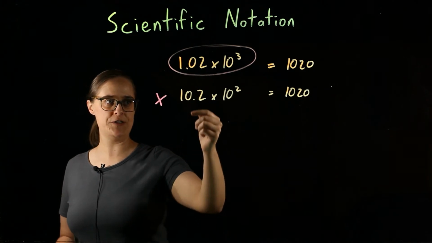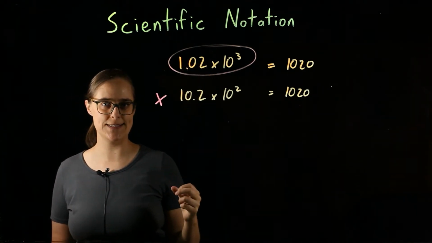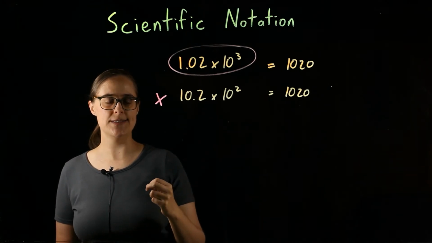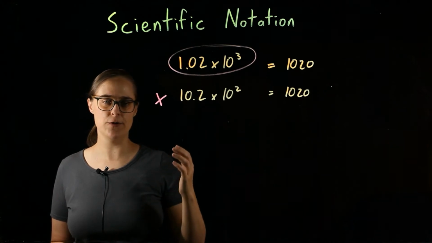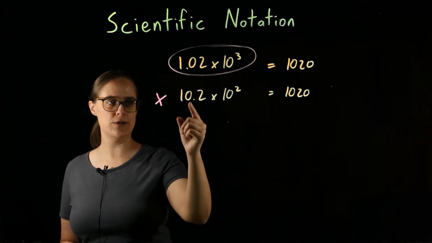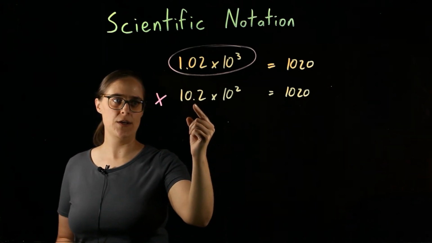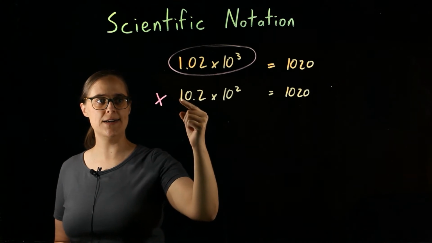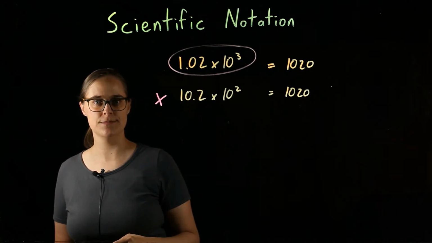So our coefficient, our number at the beginning, needs to be from 1 to less than 10. What that means is a number from 1 through 9, which may or may not be followed by digits after a decimal point. But this is too large of a number. Writing this properly in scientific notation, we can only have one non-zero digit before a decimal point.